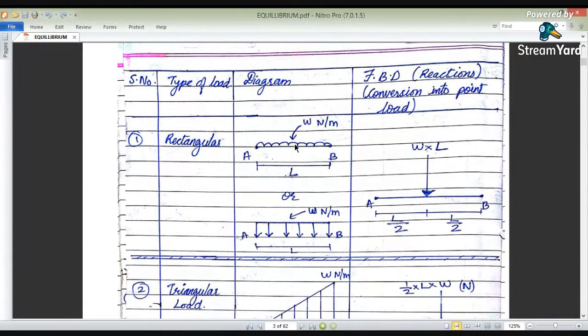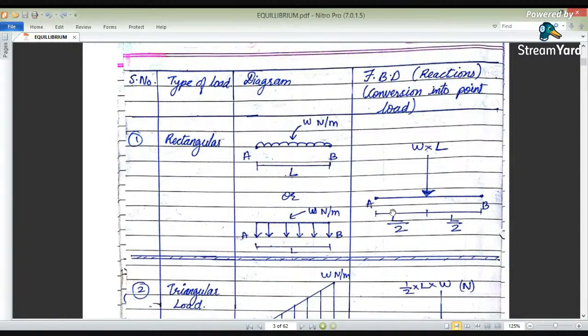How do we find the intensity for this UDL? The simple way is to convert it into a rectangular surface. The area of a rectangle is length into width. Here the length is L and the width is W, the intensity of this UDL. So W into L, and it will be acting at the center. If we find the CG of this rectangular part, the CG will be acting at the center.